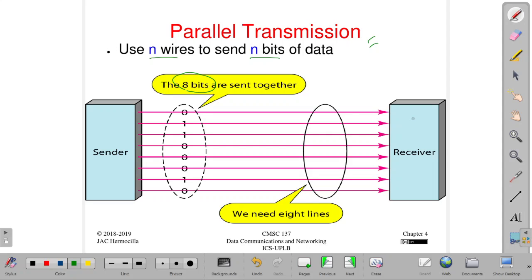Most transmission nowadays are parallel transmission, but of course you will need additional circuitry. Usually this is done inside the computer, the buses inside the processor. They use parallel transmission. So basically you have parallel wires. For example, you have the memory bus, or the data bus. So it uses parallel transmission.